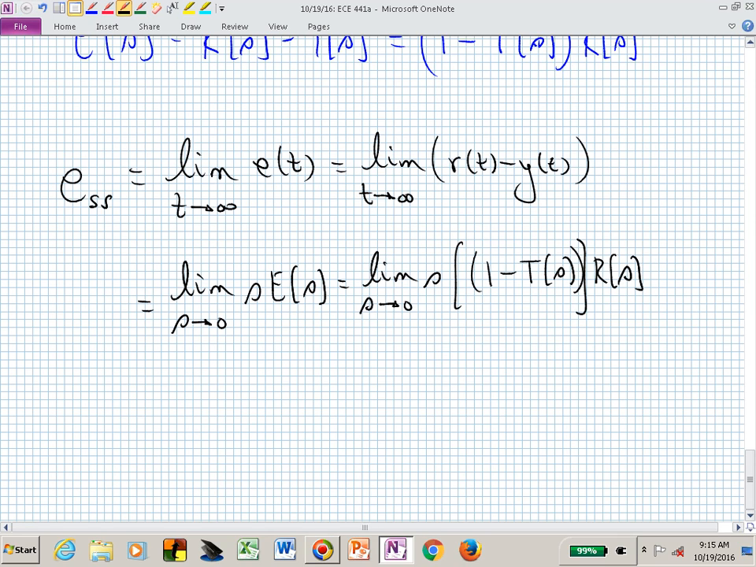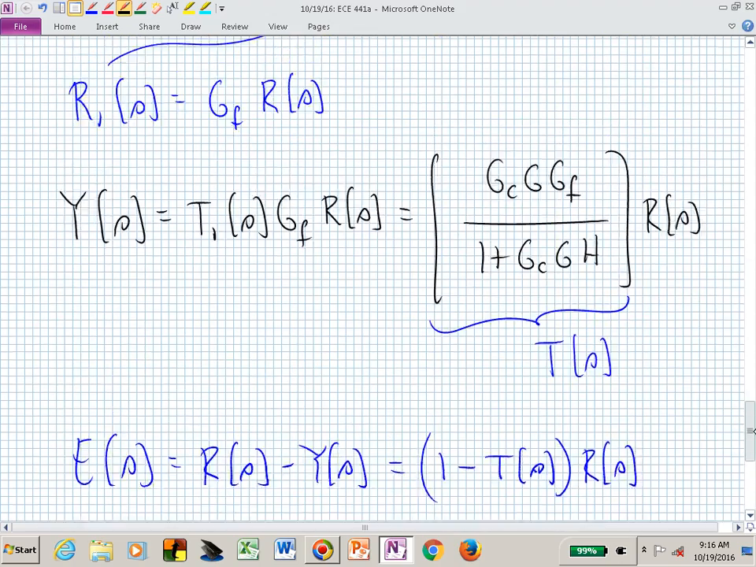And if we plug in R of s as 1 over s, we can get those s's to cancel, and we're looking at the expression 1 minus T of s being evaluated for s going to 0. And that will give us our error in that particular block diagram.